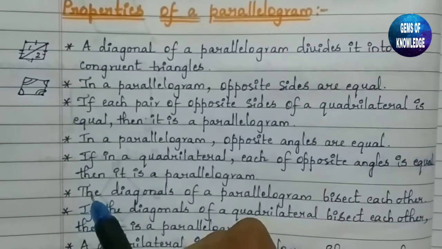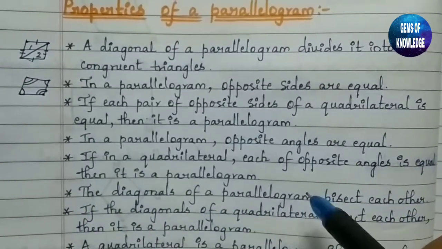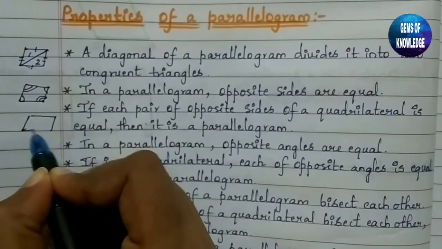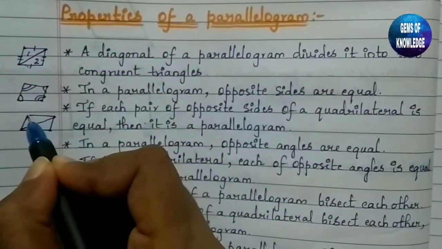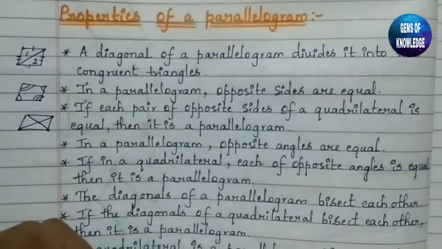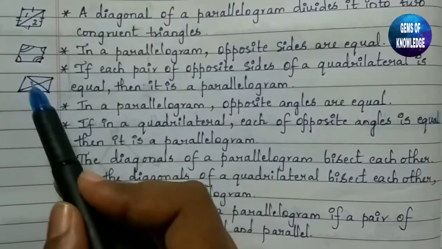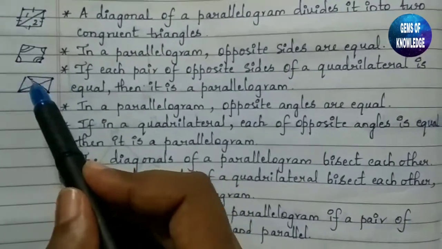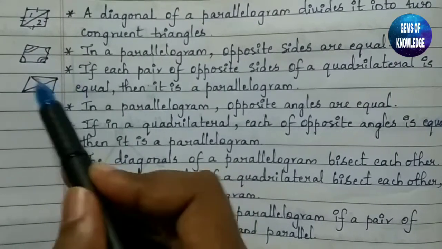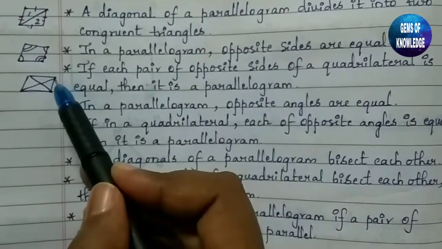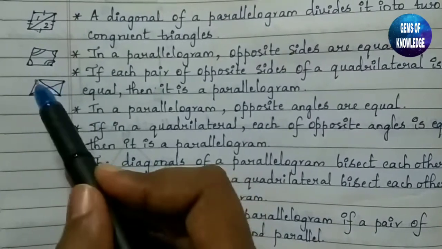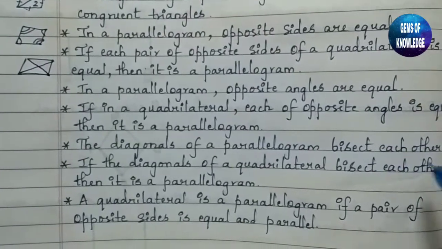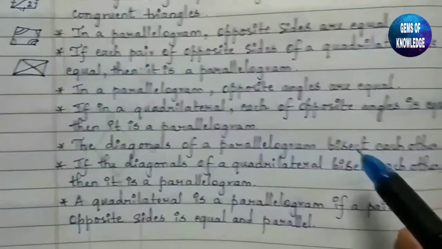Okay, the next one is the diagonals of a parallelogram bisect each other. Suppose I have drawn two diagonals here. This is one diagonal and one more diagonal I have drawn like this. You can see each diagonal is cutting the other diagonal. This diagonal is cutting this diagonal, and this diagonal is cutting this diagonal, into equal halves. So we can say that the diagonals of the parallelogram bisect each other. Bisect in the sense cut into two equal parts.